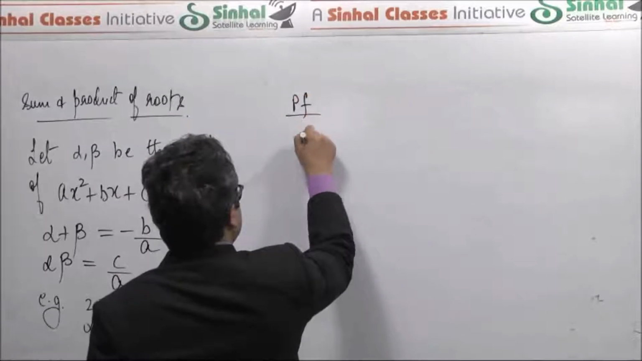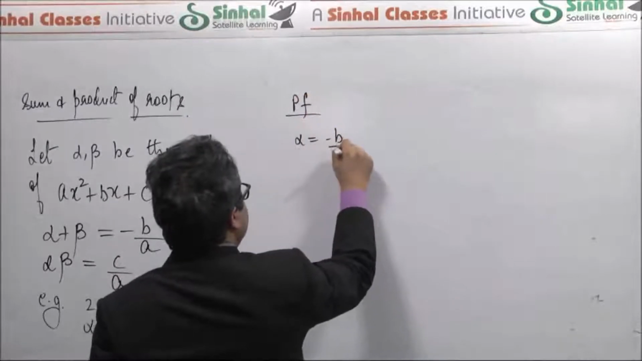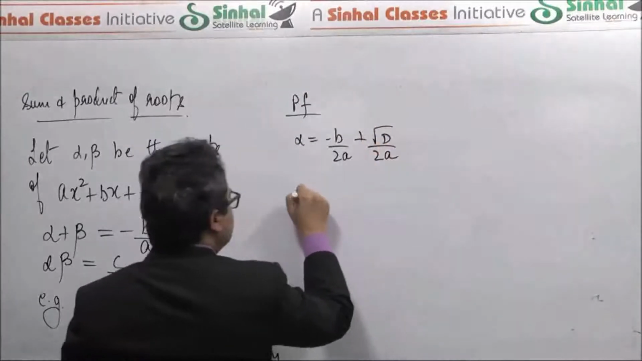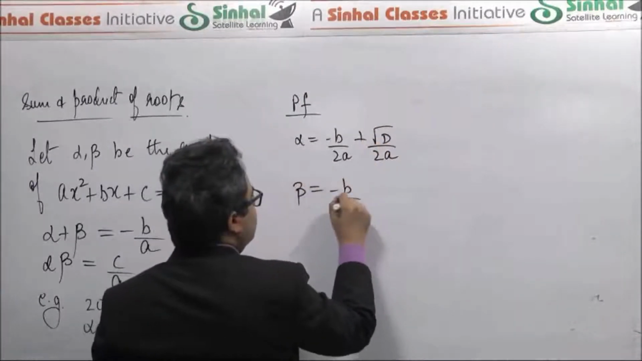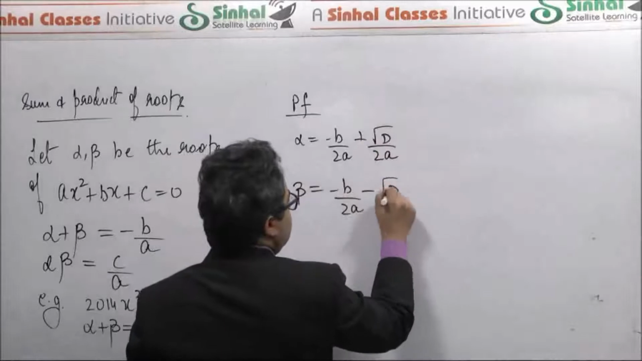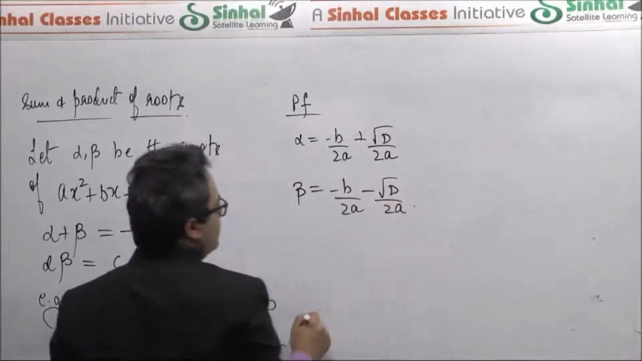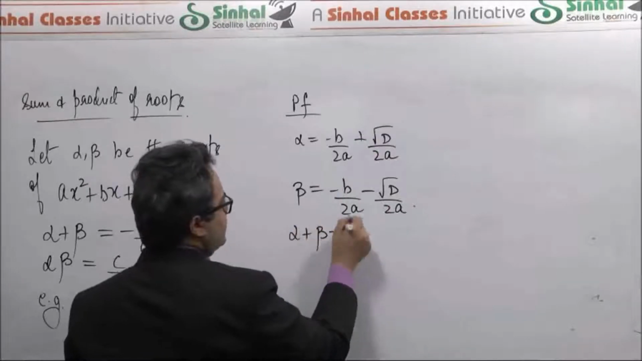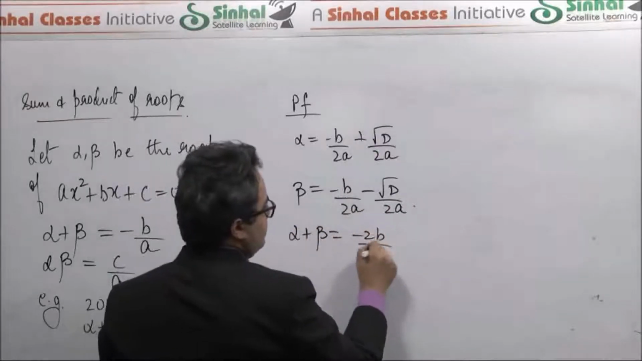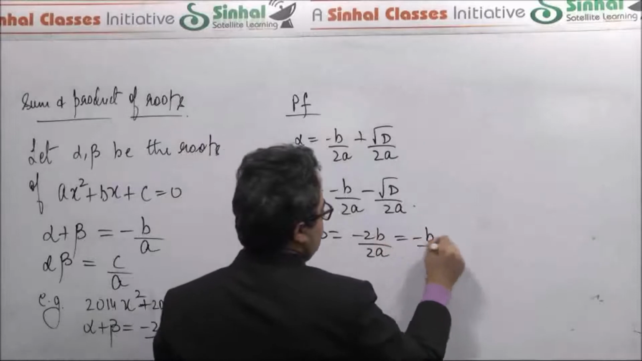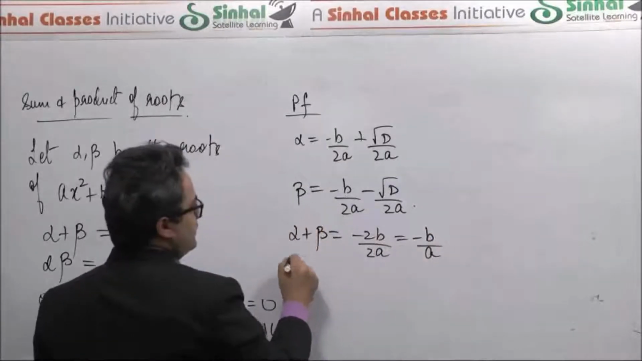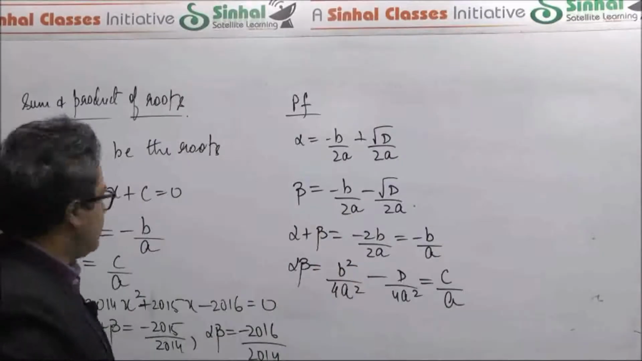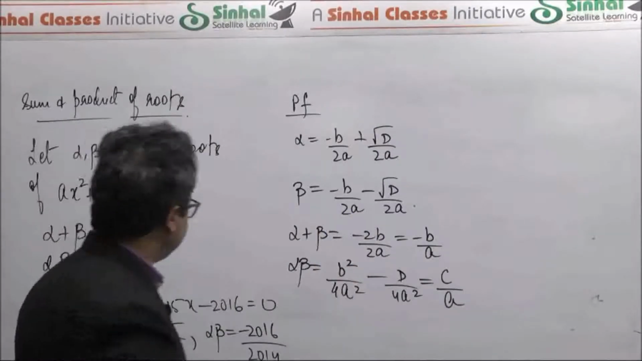The proof for something like this would be very straightforward. Suppose alpha is minus b by 2a plus the square root term; we've already found the roots of the quadratic. Suppose alpha is this particular root and beta is this particular root. So what I can now say is that alpha plus beta, just substitute, and similarly alpha into beta will be the product.